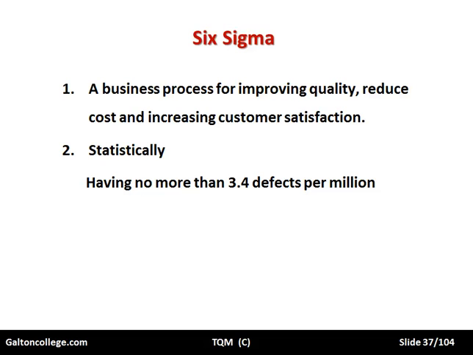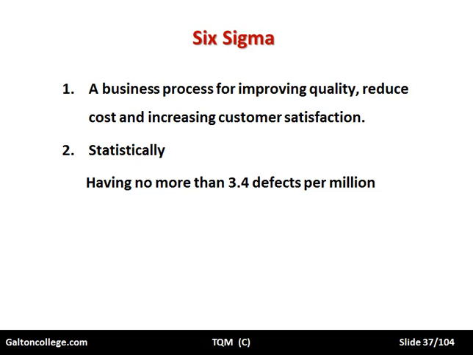Statistically, it's having no more than 3.4 defects per million. So if the company makes 1 million items, let's say a week, a million, it can't have more than 3.4 defects. That's a very small number of defects. That's what is meant by Six Sigma.